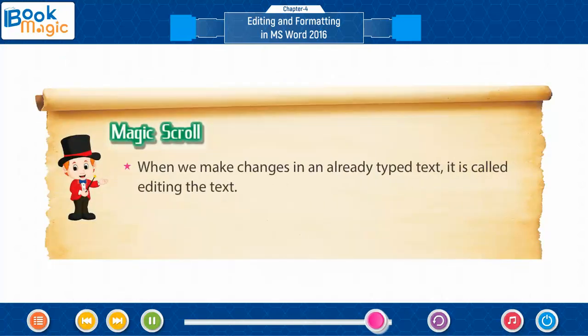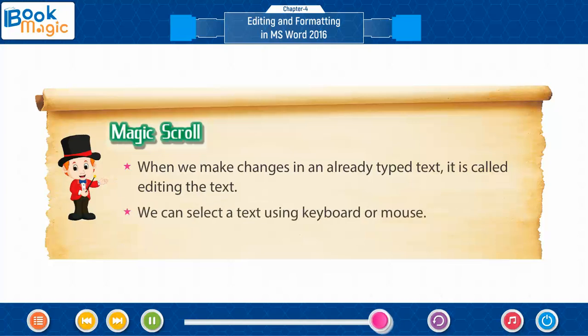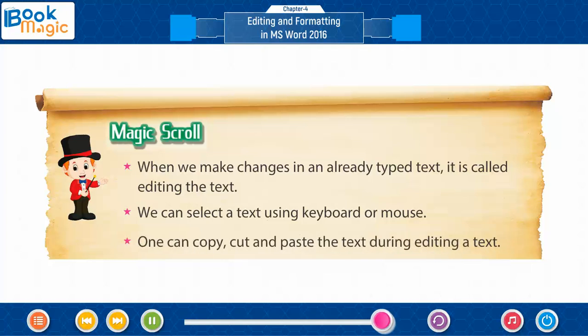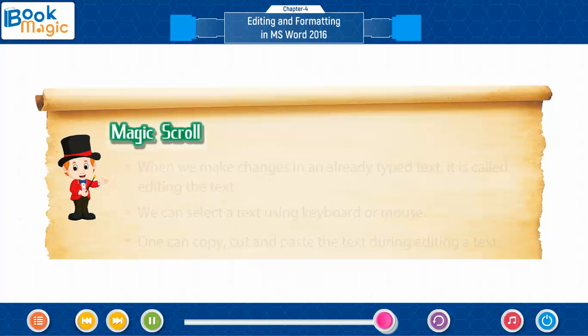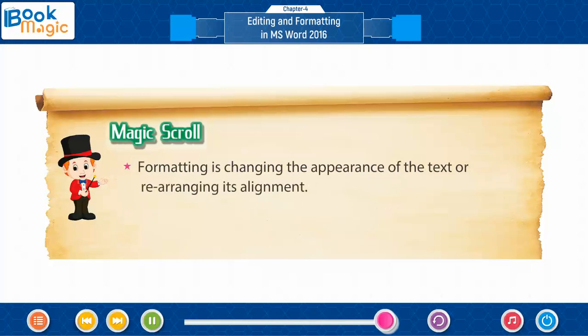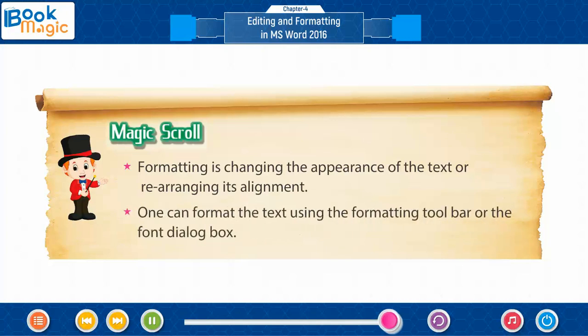Magic Scroll. When we make changes in an already typed text, it is called editing the text. We can select a text using keyboard or mouse. One can copy, cut and paste the text while editing a text. Formatting is changing the appearance of the text or rearranging its alignment. One can format the text using the formatting toolbar or the font dialog.